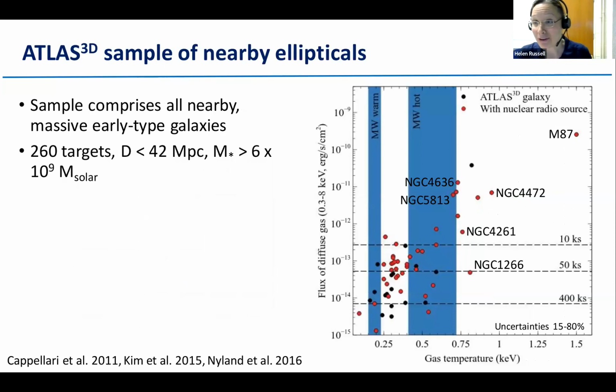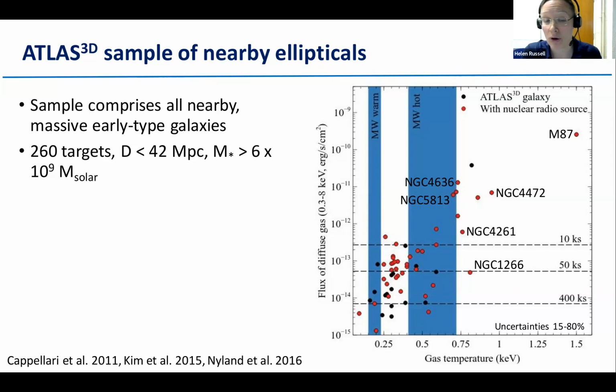So what would we want to look at with AXIS? First off, we want to look at the Atlas 3D sample of nearby ellipticals. This sample comprises all the nearby massive early type galaxies. The original paper on this was Cappellari et al. 2011. So there's 260 targets in total, all within 42 megaparsecs, and covering the mass range that we'd be particularly interested in covering. 60 of these targets have so far been detected with Chandra, and that's what I'm showing in this plot on the right here.